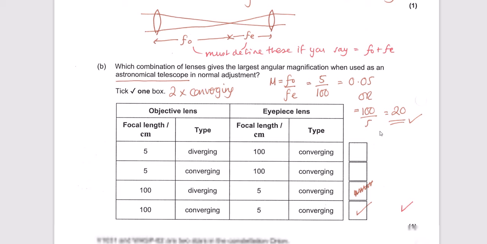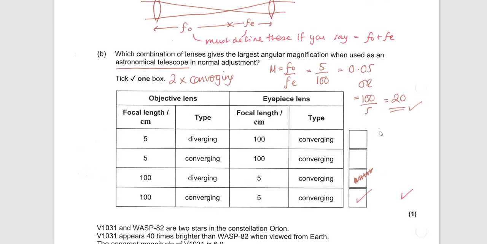And then a multiple choice almost. Which combination of lenses gives the largest angular magnification when used as an astronomical telescope in normal adjustment? Well, all astronomical telescopes are going to be using 2 converging lenses. They won't use a diverging and a converging. So that's going to get rid of 2 of our options. It has to be either 2 or 4.